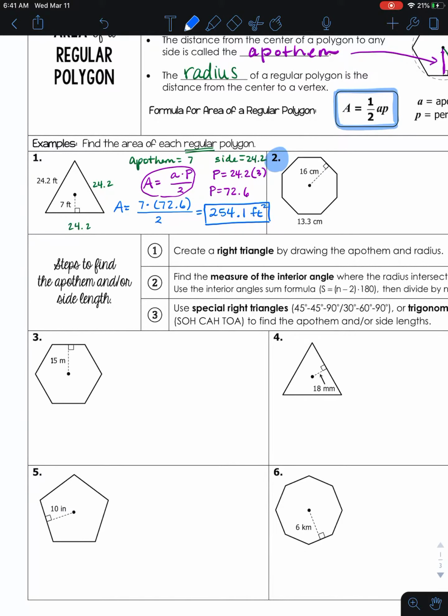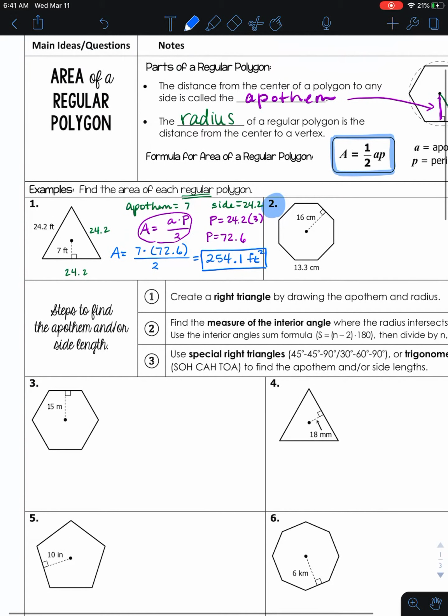So that's a really simple, easy example of how to find the area of a regular polygon. However, it's not always going to be so easy. There will be times where you are not given the perimeter or the side length, and you have to calculate that. Or maybe you're not given the apothem, and you have to calculate that. So you're going to follow these very important steps to find the apothem and/or the side length. It just depends what I'm given and what I'm trying to find. So we'll do a couple of each type.